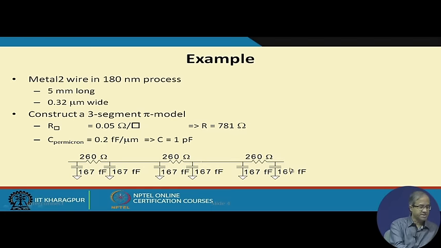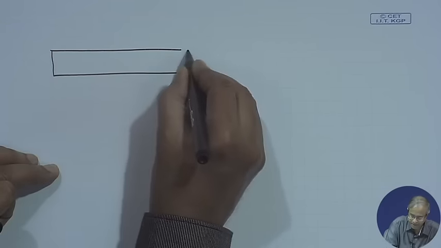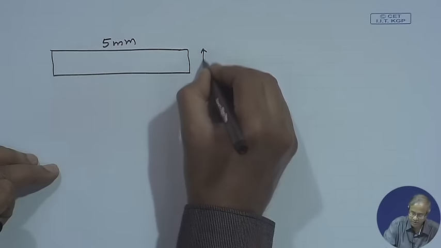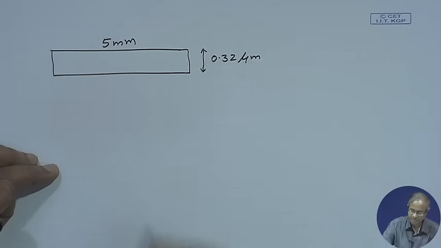Now, this is an example where a 3 segment pi model is shown. Let us say we again take a 180 nanometer process, and we consider the metal 2 wire, let us say it is 5 millimeter long and 0.32 micrometer wide. So, how does the wire look like? The wire looks like this: the length is pretty long, 5 mm, and the width is 0.32 micrometer.